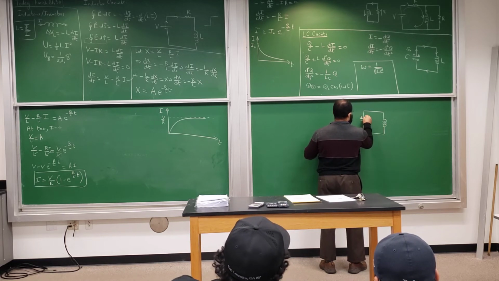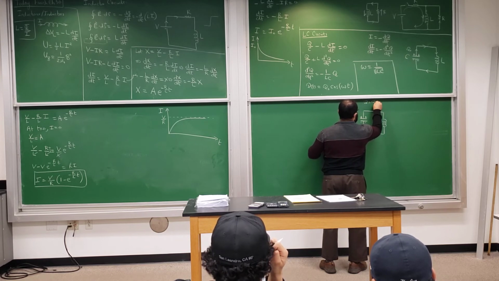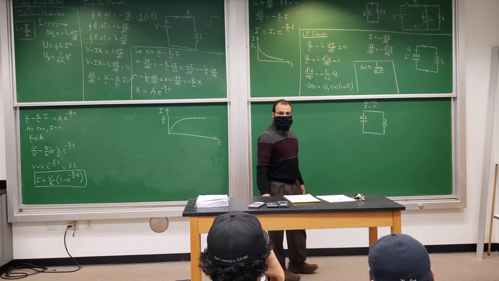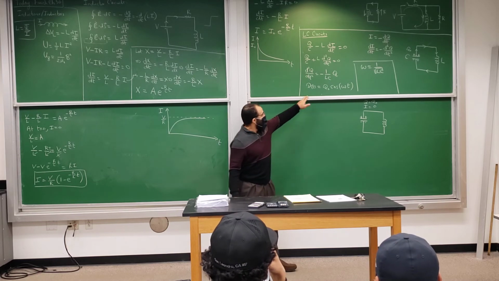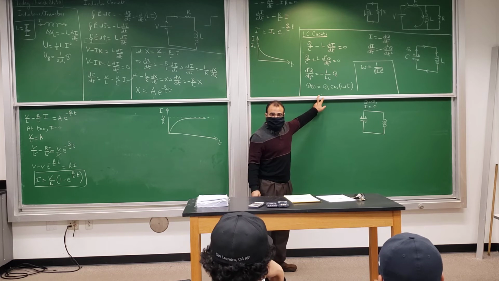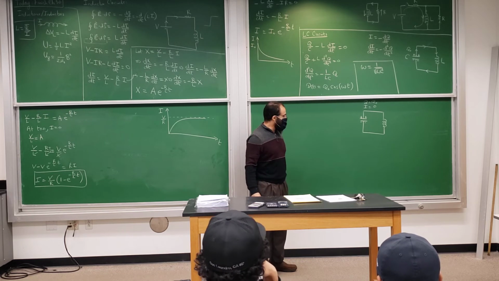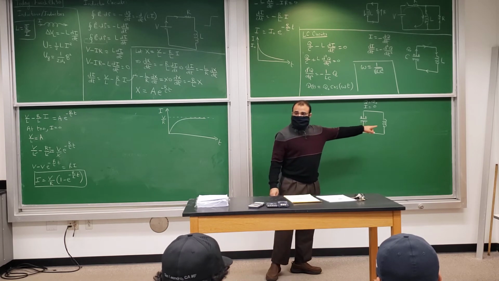Starts here. At this moment, Q is equal to Q0, and the current is 0. How do you know that the current is 0? Take the derivative of this and plug in 0. The derivative of cosine is sine, and sine of 0 is 0. Current is 0, as expected, right? Initially, the inductor will oppose any flow.